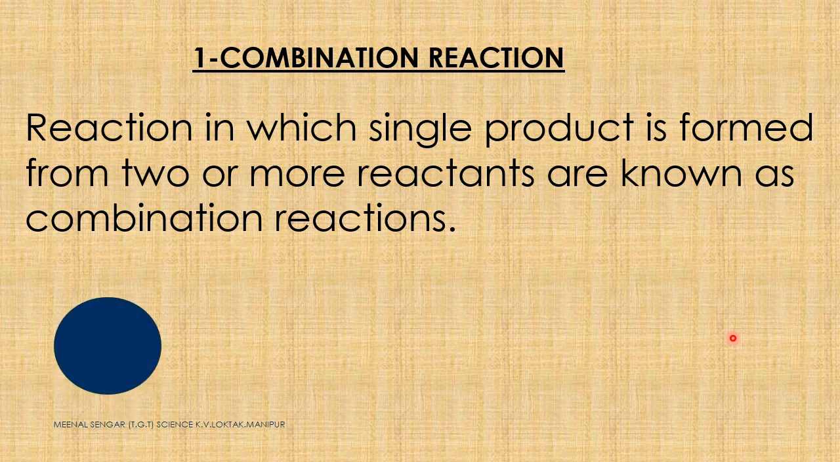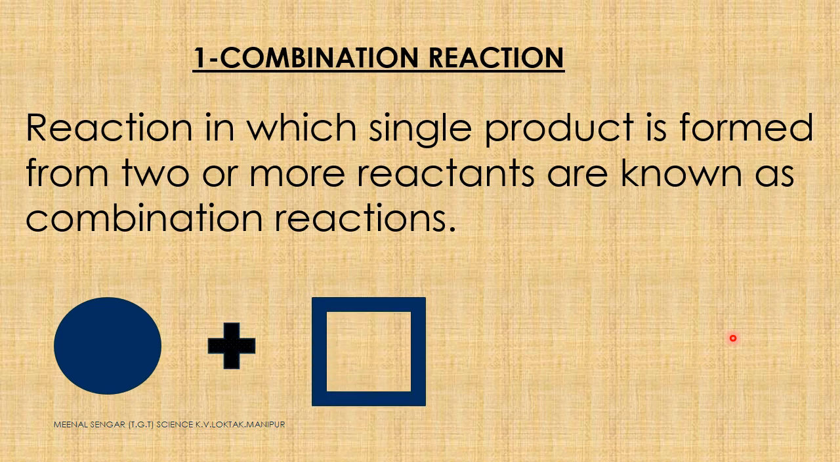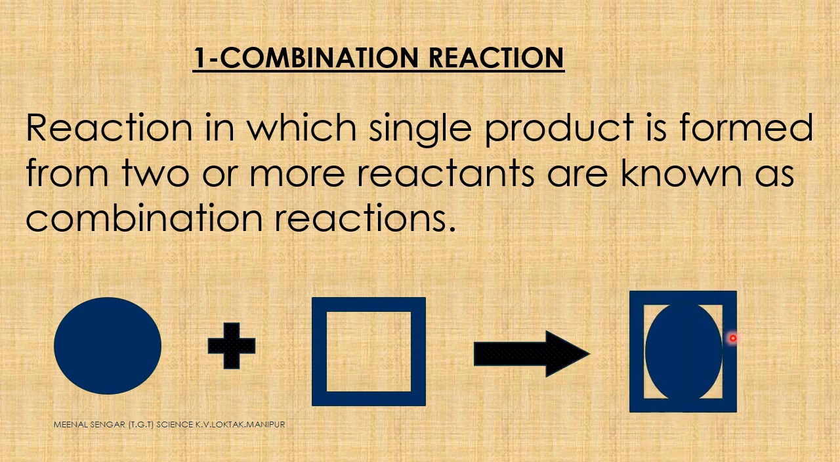Let us consider an example. This is a circle. Let us consider this is one element and this is another element. When they react together, what does it form? It forms this type of compound. Only a single product is formed. This circle and this square form a bond with each other and form a single product. Two different elements are present and form a single product, then this is known as a combination reaction. Let us see some examples of combination.